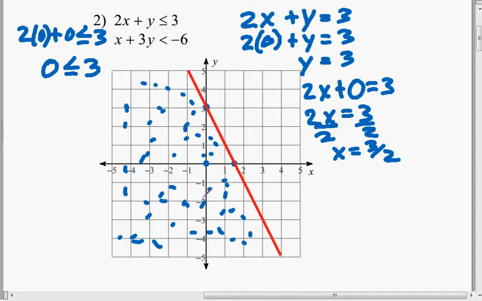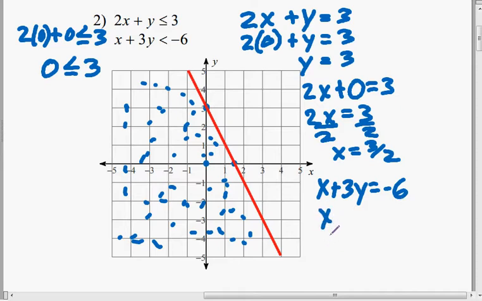I'm going to try x plus 3y equals negative 6. It cannot equal negative 6 because that sign says less than, but it can be very, very close to negative 6. So where x plus 3y equals negative 6, that's the boundary between what works and what doesn't. So I have to graph x plus 3y equals negative 6, and I will do that the same way.